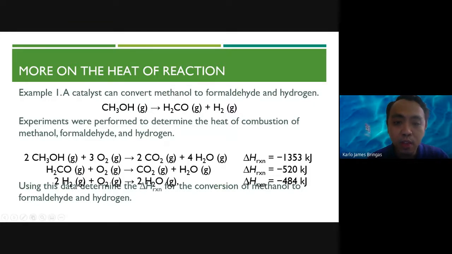So you have the three thermochemical equations that are shown in here. Again, still overlapping. Why?